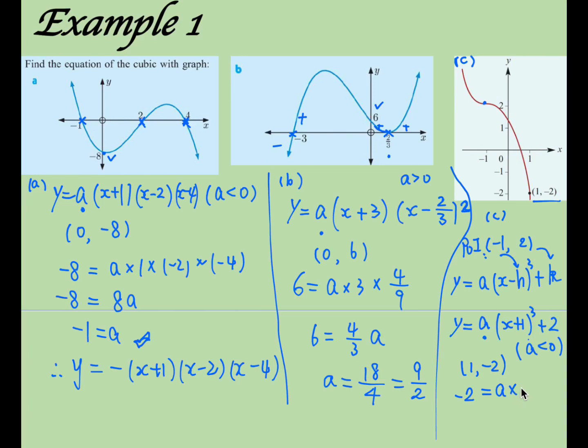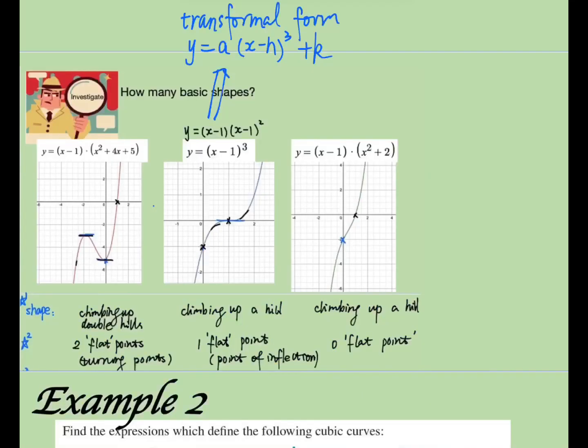Now we will have 2 cubed plus 2. Then we can solve the value of a, which is equal to -4/8, which means it is -1/2. Done.